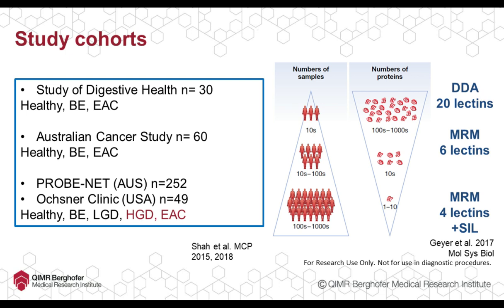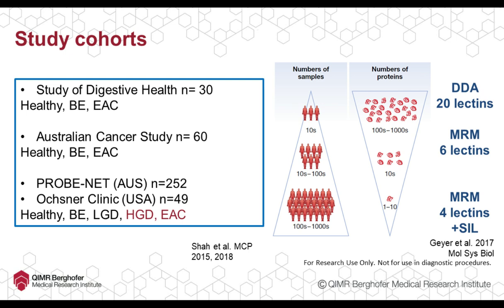So the study cohorts we used, we chose a triangular workflow, and initially in the first stage we had 10 patients per group, and we analysed healthy, Barrett's esophagus, and the cancer group. And we used DDA acquisition method, and we had 20 different lectins here. So we screened a large number of proteins in this method.